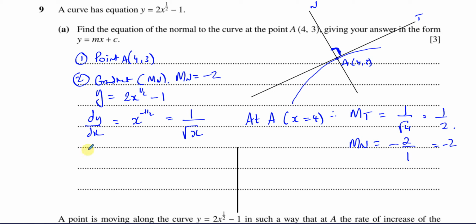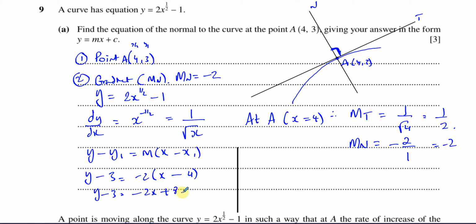Now the way that I like to use is the equation y minus y1 equals m times x minus x1. I just like to use this. It makes everything easier for all types of questions. So x1 and y1 are the coordinates of the point, that's x1 and that's y1. So you have y minus 3 equals m, which is the gradient, which is negative 2, times x minus the x coordinate, which is 4. So you end up with y minus 3 equals minus 2x plus 8.